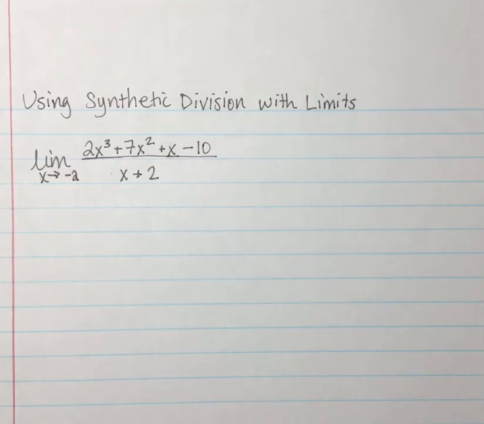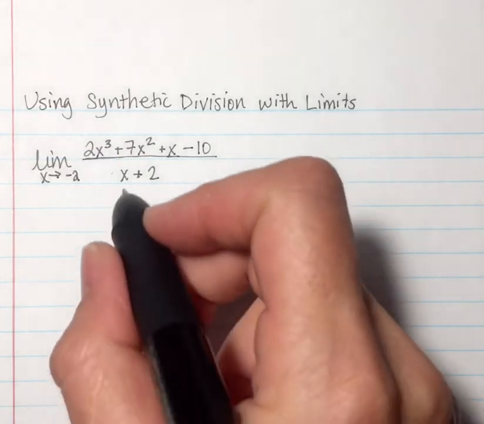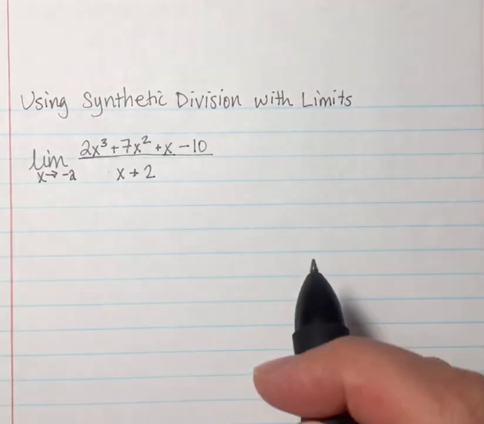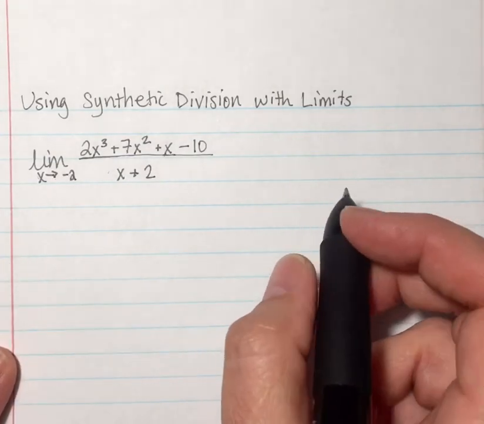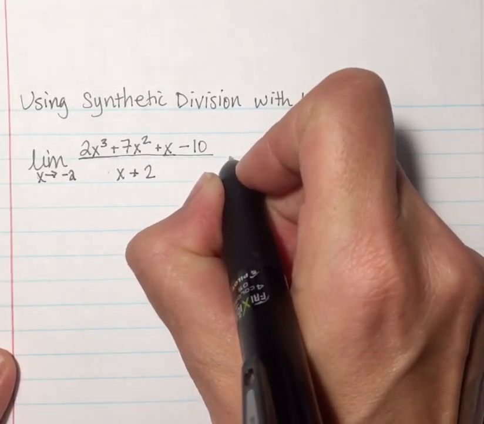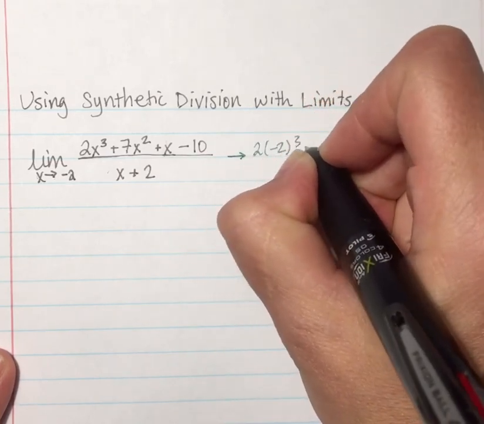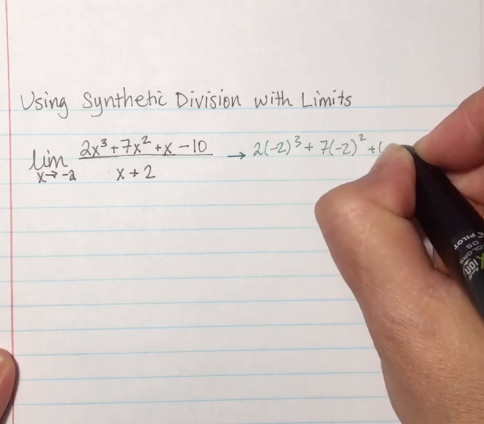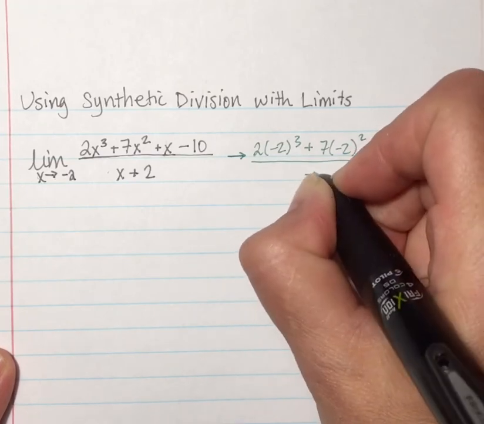Hi everyone, we are going to use synthetic division for finding limits in a very specific situation. So we have this problem here and we're looking at finding the limit as x approaches -2. Plan A for limits is always just plug in the number and see what you get. If I plug in the -2, I will get 2 times -2 cubed plus 7 times -2 squared plus -2 minus 10, divided by -2 plus 2.